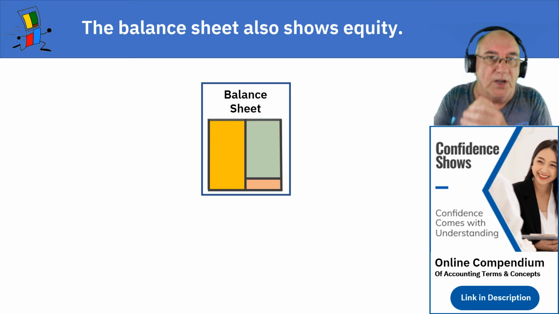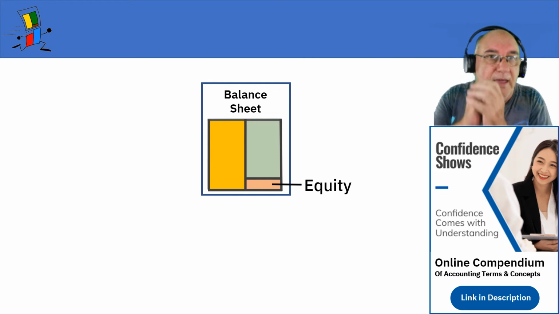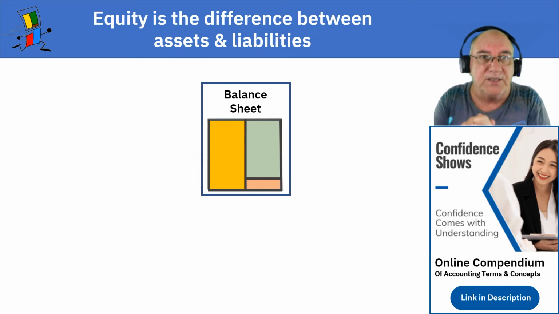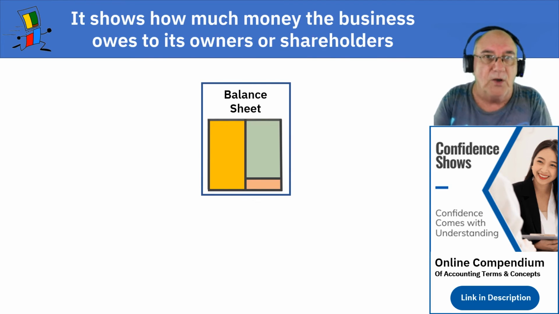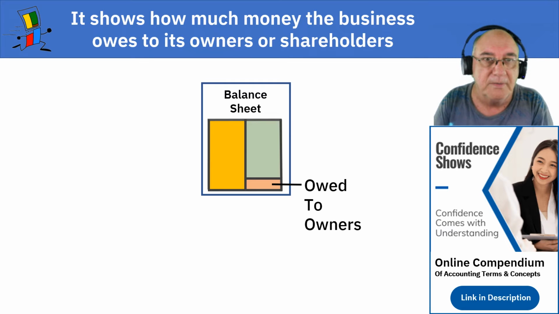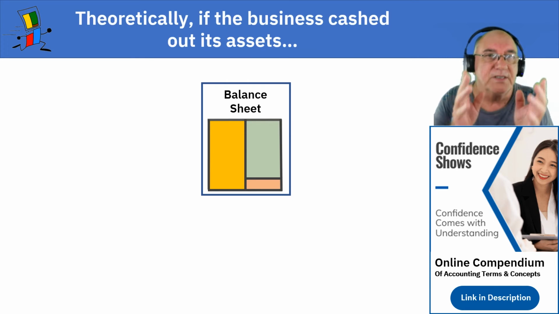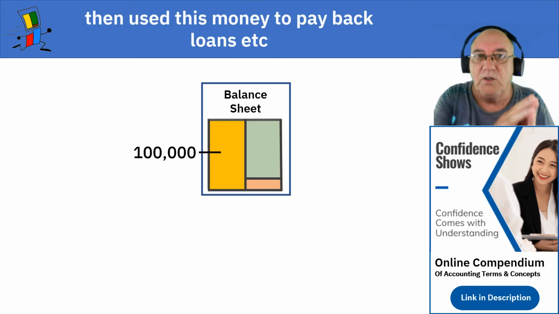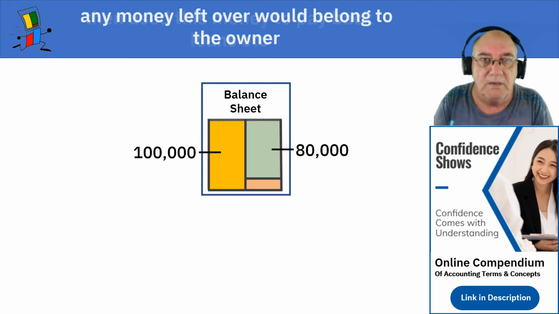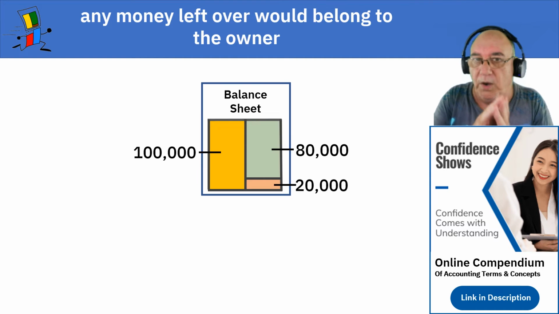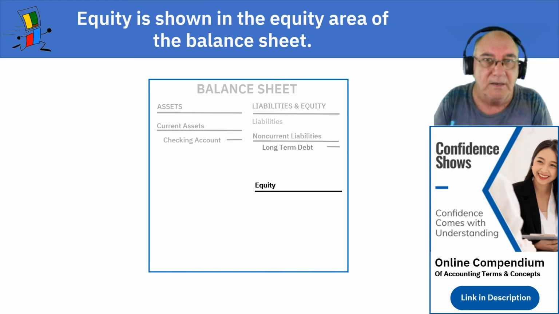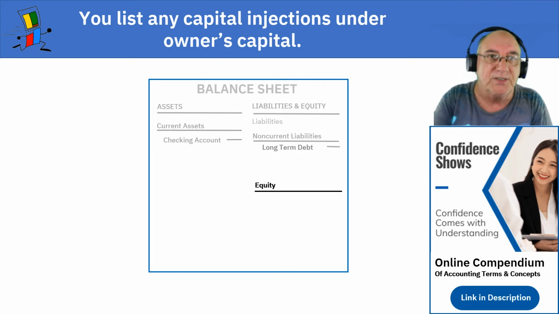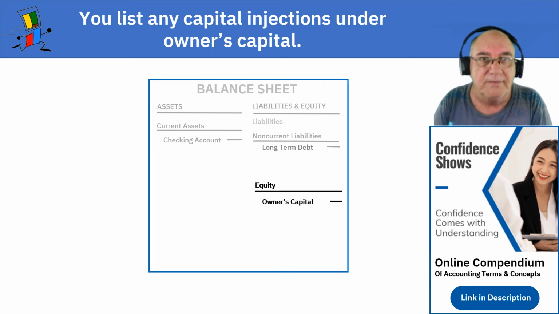The balance sheet also shows equity. Equity is the difference between assets and liabilities. It shows how much money the business owes to its owners or shareholders. Theoretically, if a business cashed out its assets, then used this money to pay back loans, etc., any money left over would belong to the owner. Equity is shown in the equity area of the balance sheet. You list any capital injections under owner's capital.